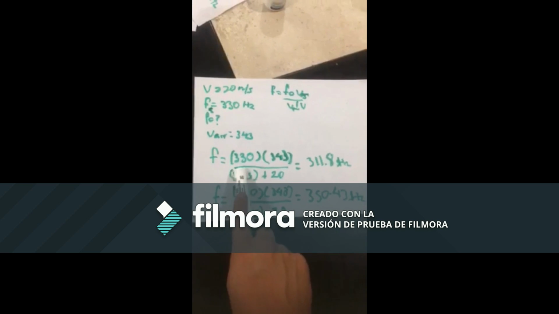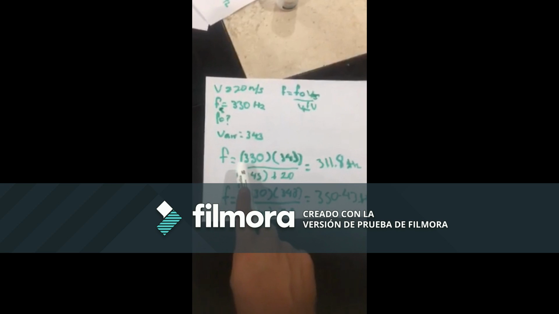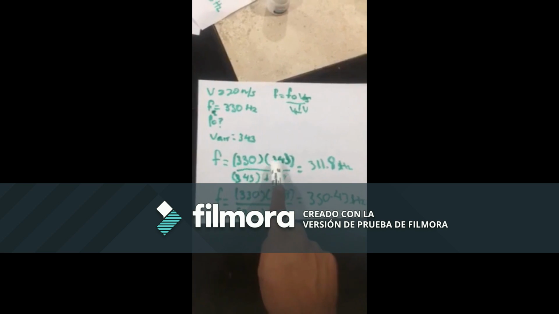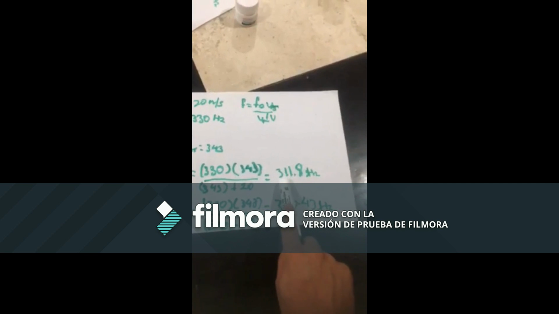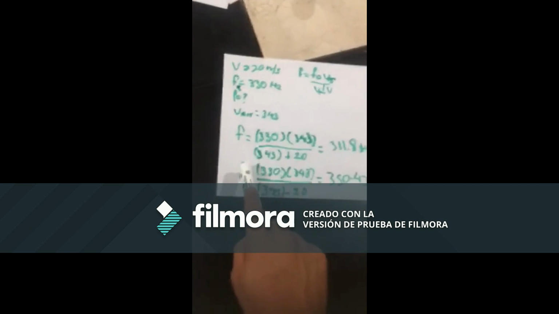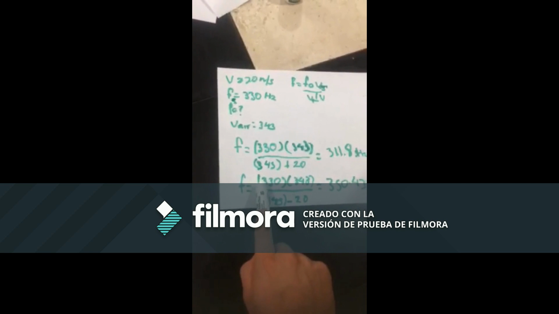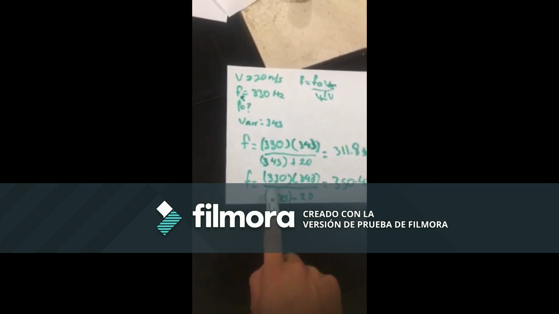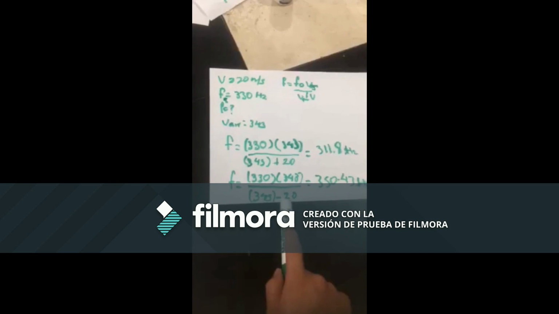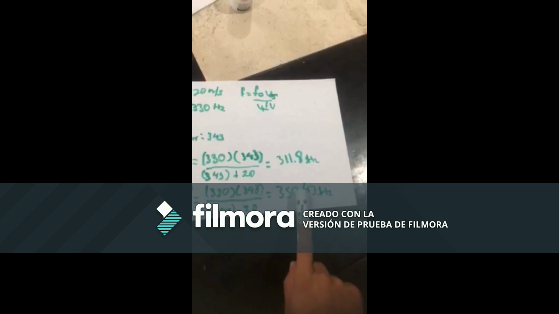Then we substitute frequency and frequency 1. For the maximum, it's going to be 330 times 343 over 343 plus 20. That is going to be 311.8 Hertz. And for the minimum, that's going to be 330 times 343 over 343 minus 20. That's going to be 350.3 Hertz.